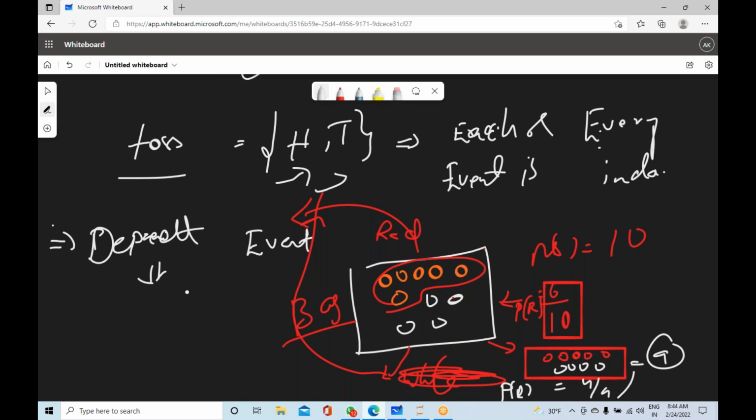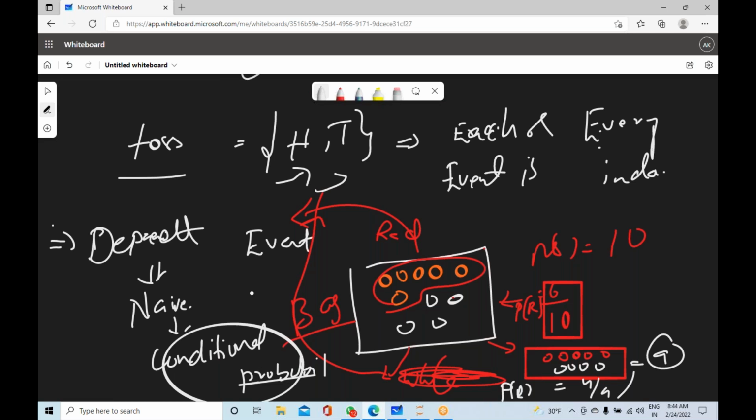In our further classes, we'll see this in Naive Bayes. You can call it conditional events or conditional probability. So we would like to understand conditional probability. Here the condition is that we are picking one red ball, and that is the conditional probability. So you can call it conditional probability or dependent events. Clear?